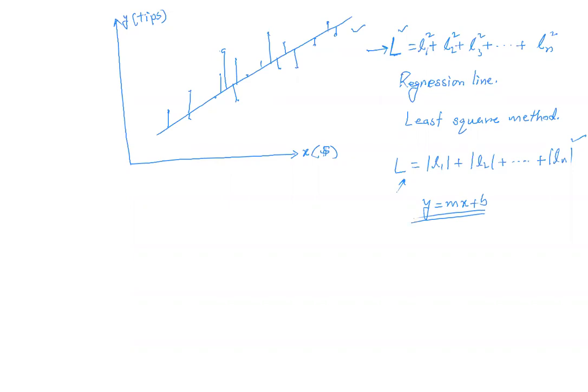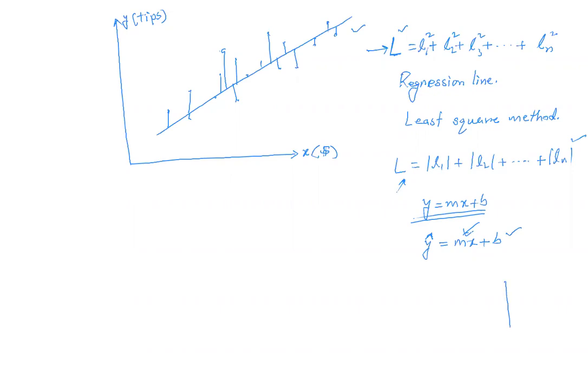Y is equal to mx plus b. Now, in this case, we call it y hat. I'll tell you why. Y hat is equal to mx plus b. Or sometimes they use beta 1, beta 2, or a, b, whatever it may be. But the bottom line is this is the slope-intercept form of a straight line. B is the y-intercept, and m is the slope.